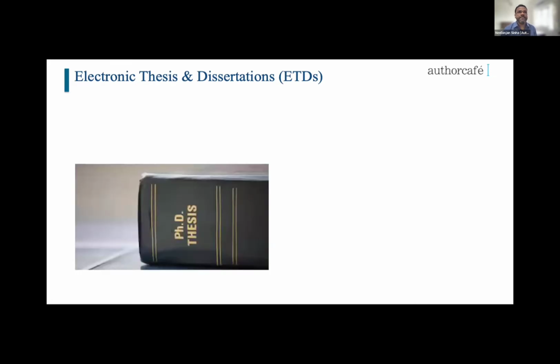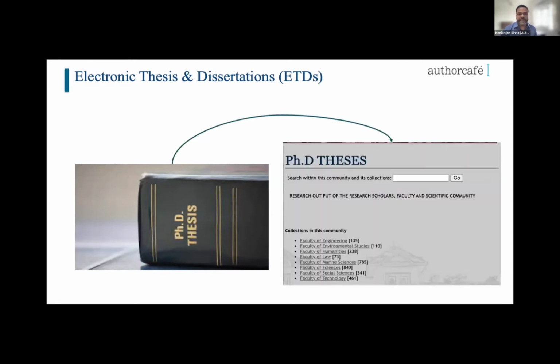So traditionally, PhD research output has been in a hard copy format. There have been some initiatives in India and globally in the last 10, 15 years or a little more than that, where there has been a digital format of that as well, in the form of a repository within an institution or at a national level in some countries. So there have been some initiatives, and the digital form of a thesis or dissertation, as the past has proven, has its own benefits. And that is what electronic thesis and dissertation is about.